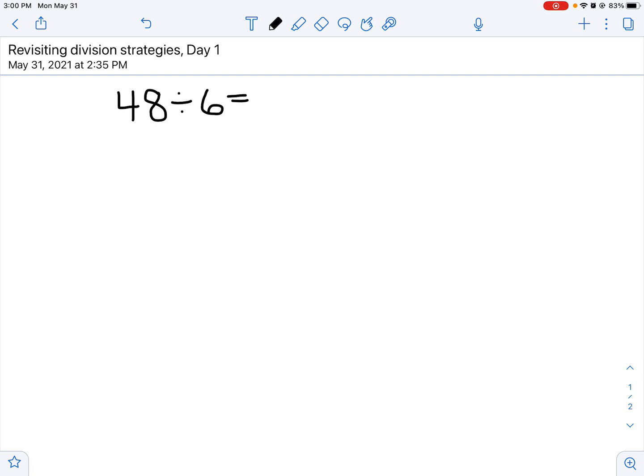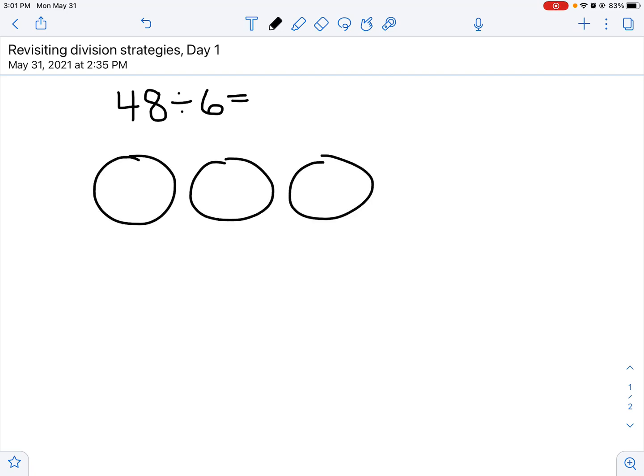Okay? So third grade, we started off with the basics in division this year. I've got 48 divided by 6 up here, and what you want to be thinking about with division is taking a number and breaking it into equal groups. In this case, we're looking at 48 items, and we want to divide them into 6 equal groups. So one way we can go about solving this is to make 6 equal groups.